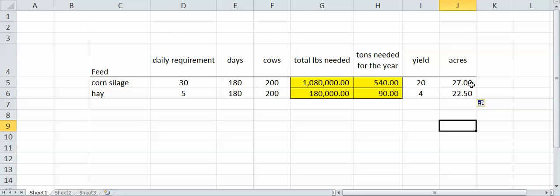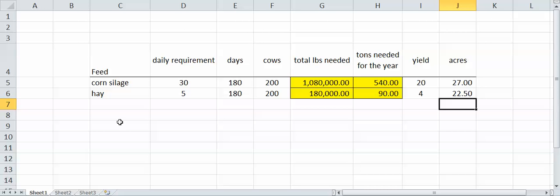I need 27 acres of corn silage. I need 22.5 acres of hay. I can do this by hand also. Equals tons needed divided by, that's the division sign, divided by yield per acre, 22.5 acres. So that's problem 2. That is problem 2, determined in a Microsoft Excel file.